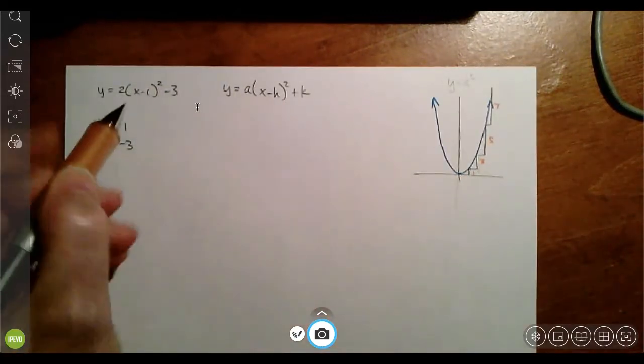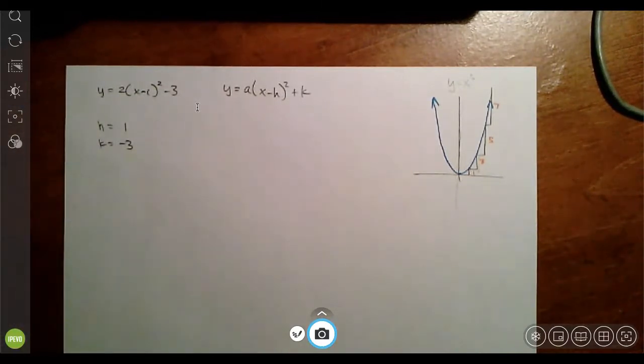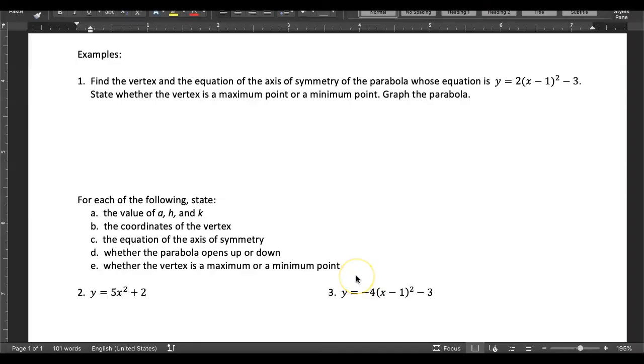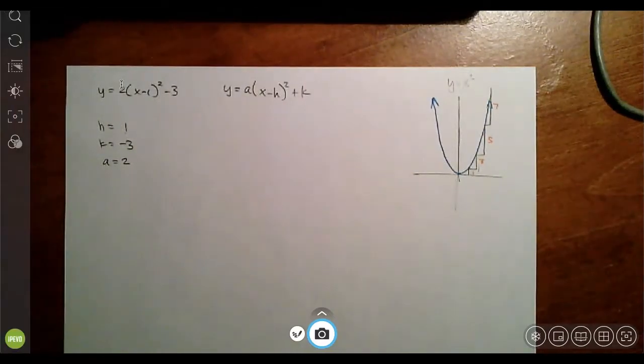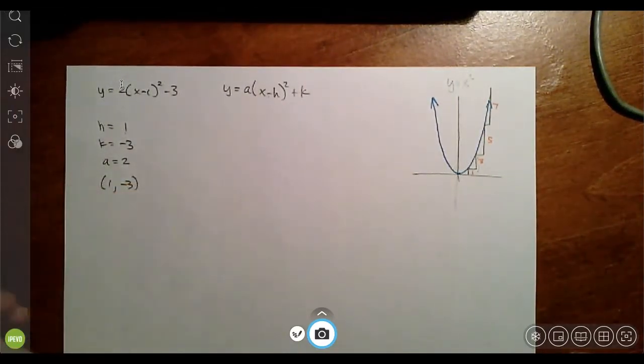So in this case, this minus 1 here is really going to come out as a positive 1. And then a is 2. All right, so we've actually found the vertex, right? The vertex then is going to be the point (1, -3).